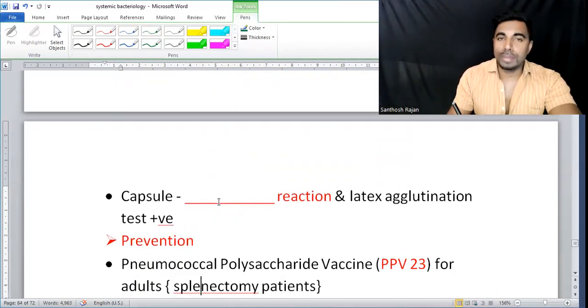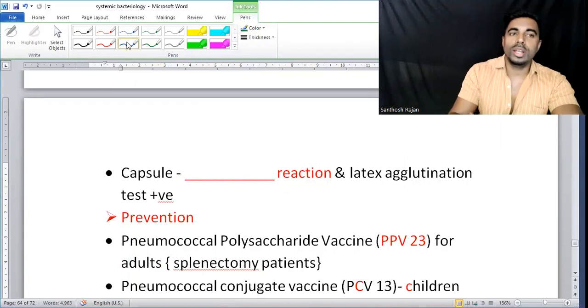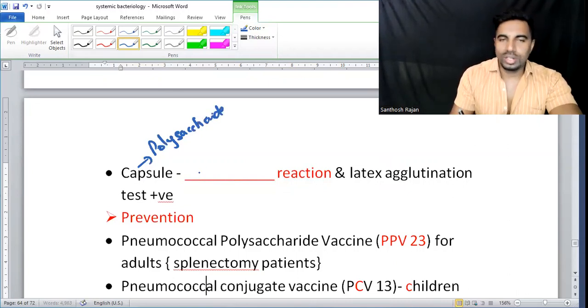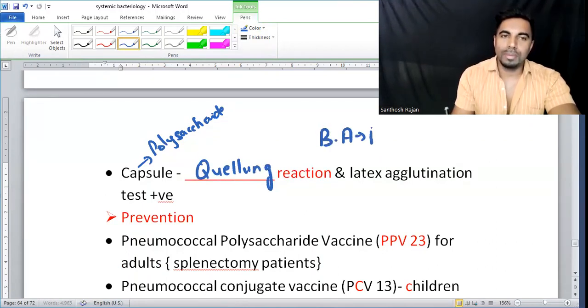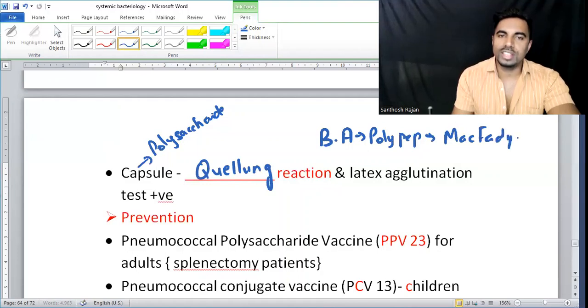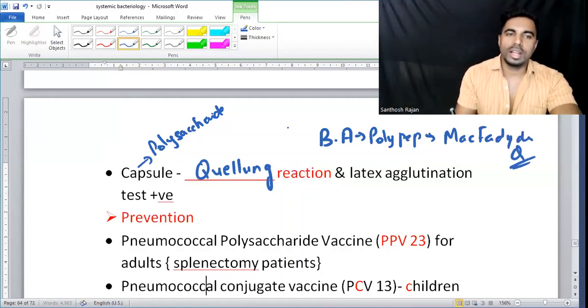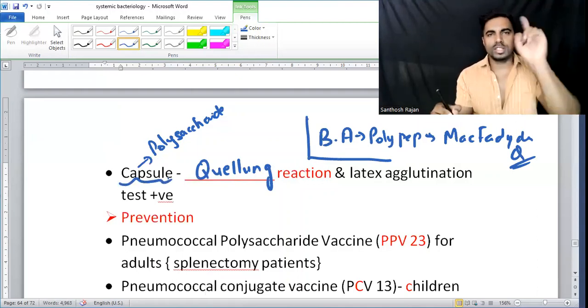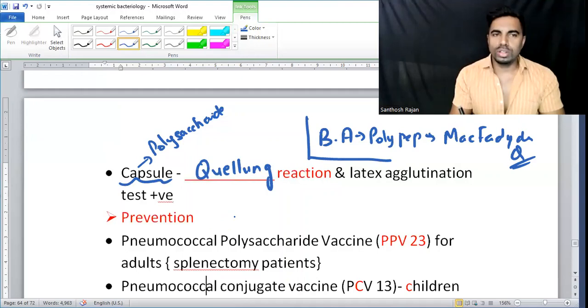Now, so as I told you, capsule is the important factor. And I told you most of the capsules are polysaccharide except your anthrax ka kya hai? Polypeptide. So all polysaccharide capsules give what reaction? Quellung reaction. I'm repeating again. But Bacillus anthracis mein kya hai? Polypeptide hai. Uski wajah se that gives McFadyean's reaction positive. Don't forget. That's a question repeatedly asked. Bacillus anthracis ka McFadyean aayega. But all other capsules, pneumococcus or H. influenzae, meningococcus, whatever. Whoever has a capsule gives Quellung reaction positive.